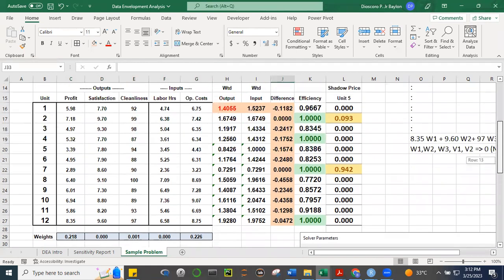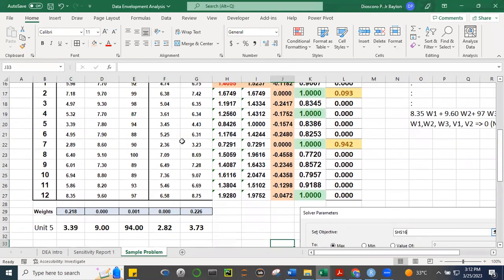Okay. So let's compare this with unit number 5. This Frankenstein unit, consisting of 9.3% of unit number 2 and 94% of unit number 7, has a profit of 3.39. So it has the same profit as unit number 5. The same.